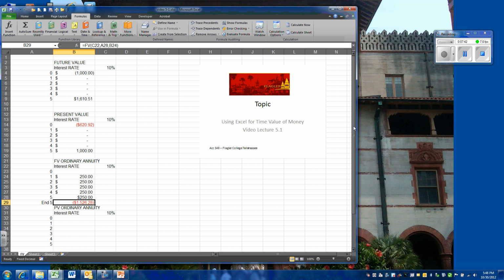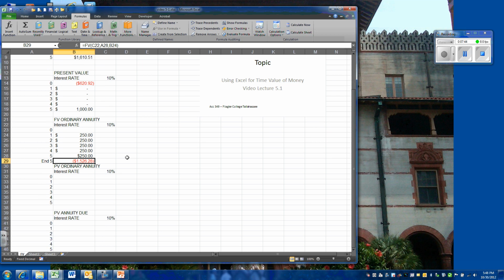We're going to show that the future value is 1526.28. So again, we're showing these as cash inflows. So if we receive $250 each period, at the end of year 5, we would have 1526.28 for an interest rate of 10%.